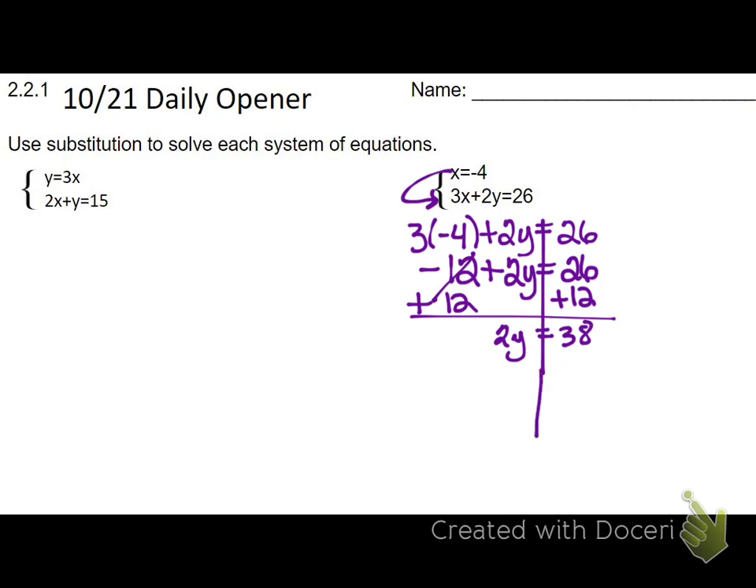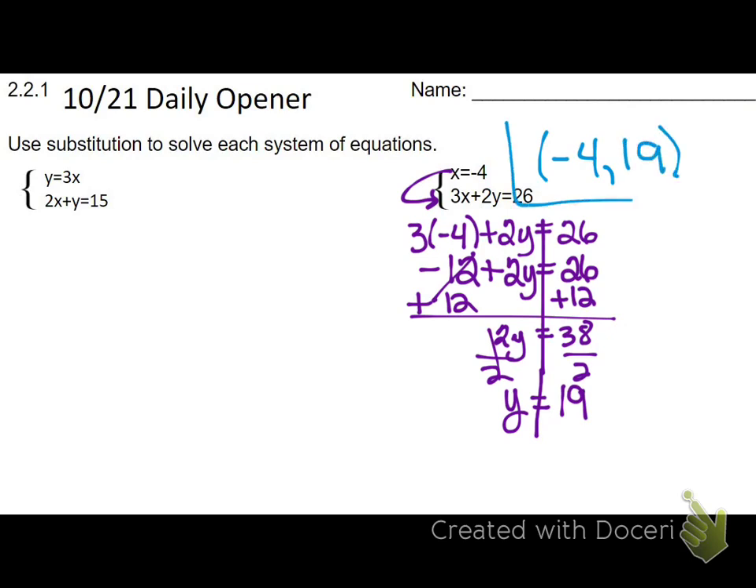Okay. So then y is going to equal 19. Okay, so I know the value of y. Do I know the value of x? Yes, this one I do. So what's my answer going to be to my system? What's my x value? Negative 4. Comma, 19, in parentheses, and box.